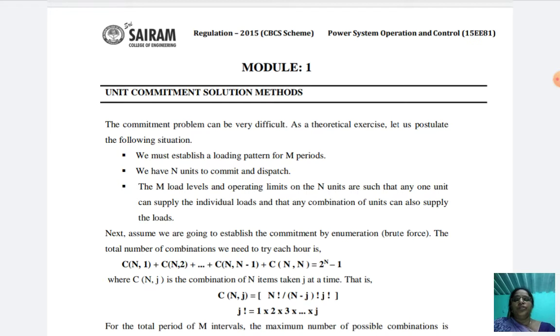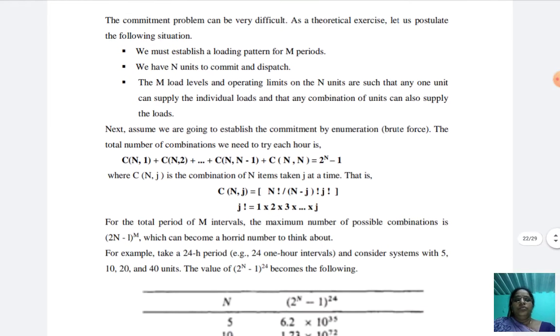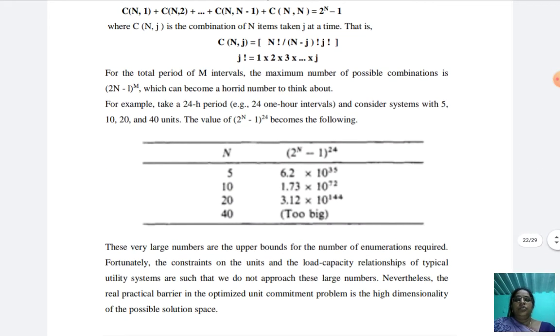That means one unit can supply the individual loads, or a combination of the units can supply the load. The formula for the total number of combinations is 2^N minus 1, where capital N is the number of units to commit and dispatch. Now you see the tabular column.